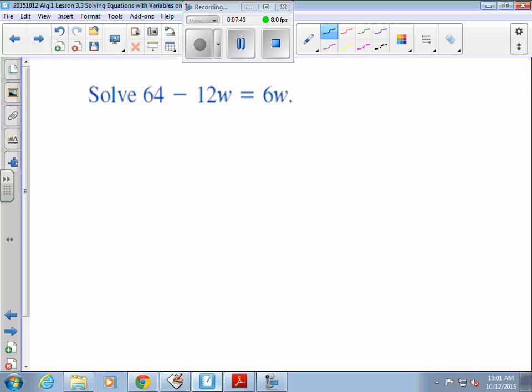Also do this one. Do it right next to it or right below it. 64 minus 12w is equal to 6w. Take about 30 seconds on this one.